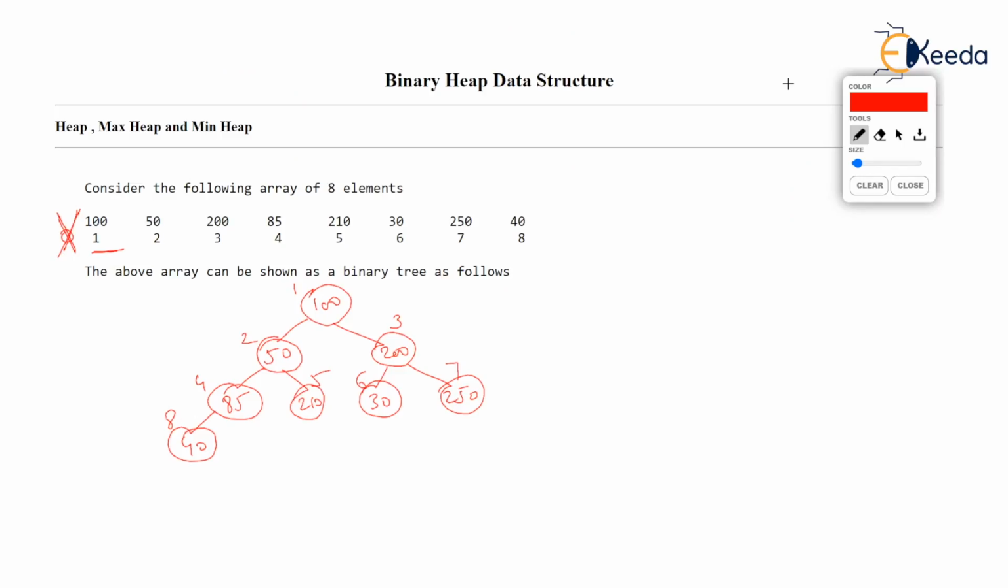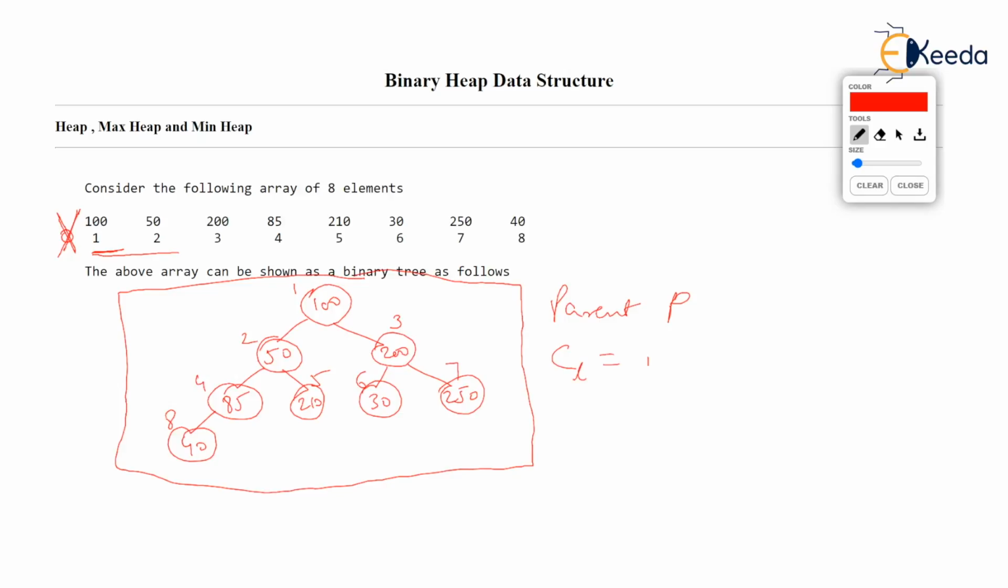Well, when the array indexing is started from 1, this is the heap that we have, isn't it? This is the heap. And we have numbered the nodes from 1 to 8. Now we know the relation. If parent P is given, P is the parent number, then left child CL is P into 2 and right child CR is P into 2 plus 1. Isn't it so? Check this.